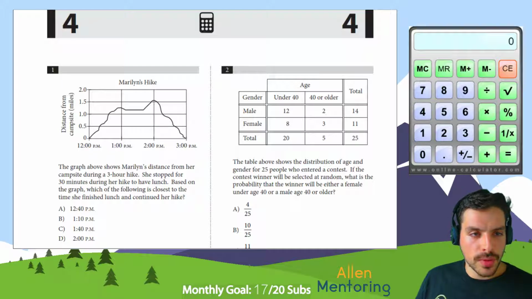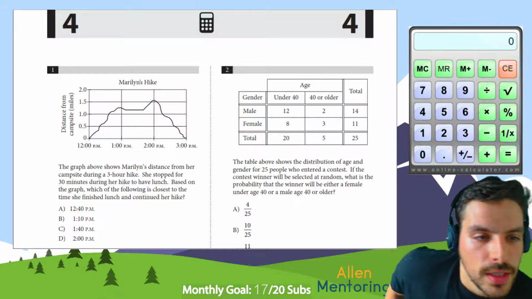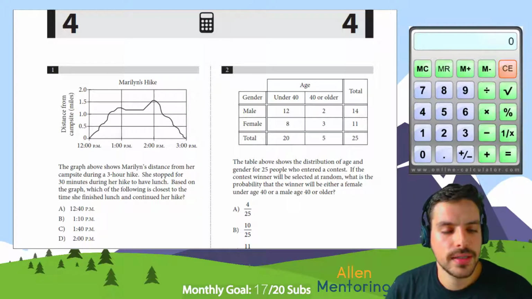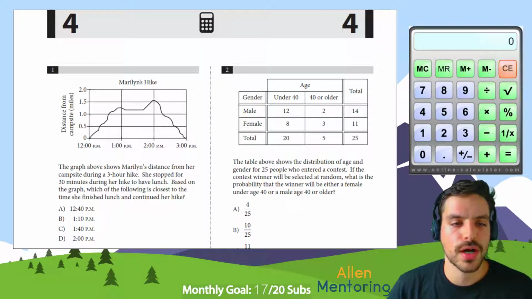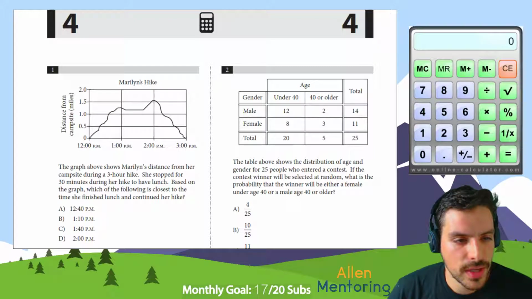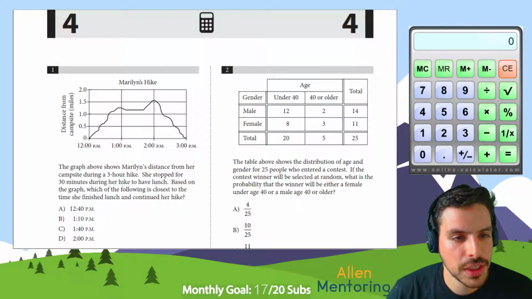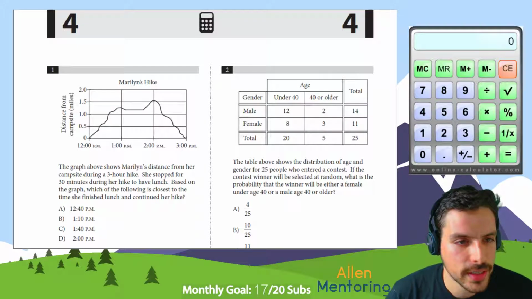All right, so let's start with question 1. The graph above shows Marilyn's distance from her campsite during a 3-hour hike. She stopped for 30 minutes during her hike to have lunch. Based on the graph, which of the following is closest to the time she finished lunch and continued her hike?